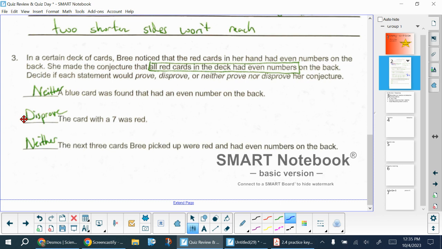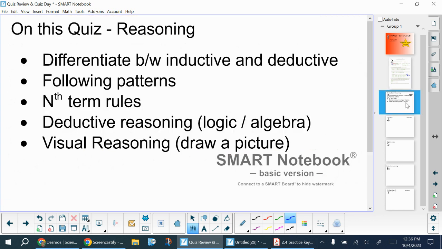That's a disprove. Then the last one, this one's really important. If the next 3 cards that she picks up were red and had even numbers, that supports our conjecture, but it does not prove it. We can't prove something using more inductive reasoning. So that one's a neither. You could say it supports it, but it does not prove it. That's kind of a big one. That's tricky for a lot of people to get their head around.